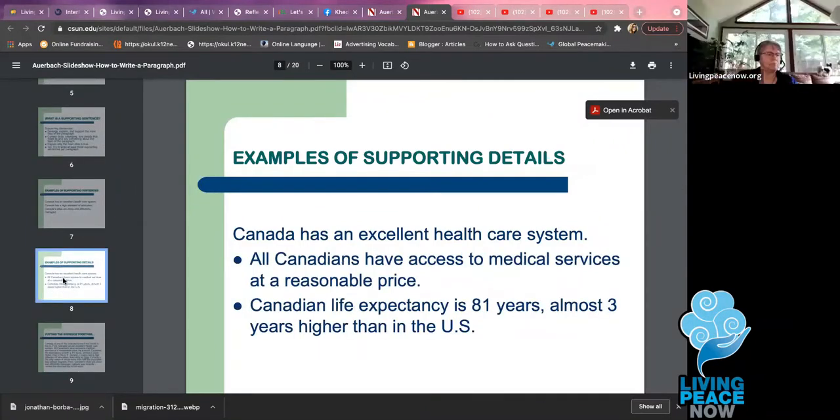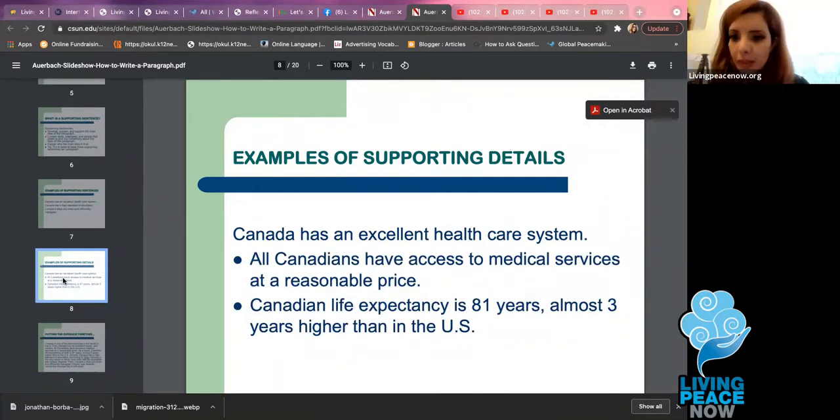We move on to supporting details. Under the supporting sentence we have supporting details. Canada has an excellent healthcare system. Why? All Canadians have access to medical services at a reasonable price. So they have a good quality of medical service, and it's not too expensive. So this is the supporting sentence: Canada has an excellent healthcare system.